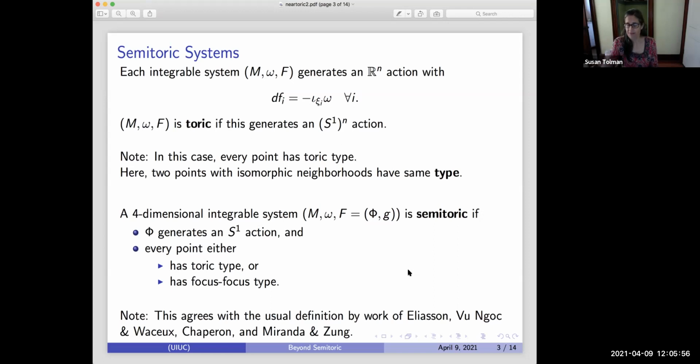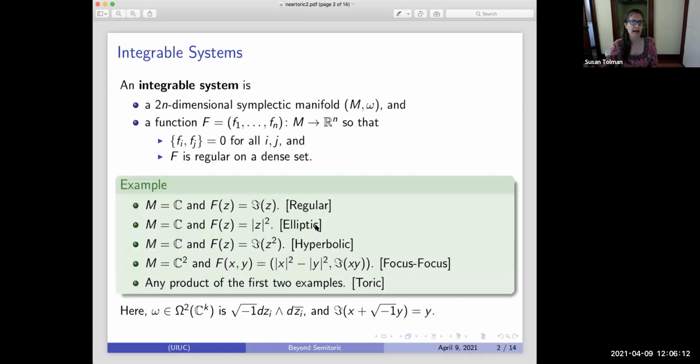As usually it's more of an infinitesimal condition, the way it's defined, but there's a number of works which give you local normal forms for that. So Eliasson and then Bolsinov, Vũ Ngọc, Chaperon, and Miranda and Zung have all done work on the local normal forms. And using that, you can say that the normal definition of non-degenerate tells you that it must be some product of these first four cases. And then the definition of semitoric rules out the hyperbolic case. So if you're familiar with the normal definition, this is the same.